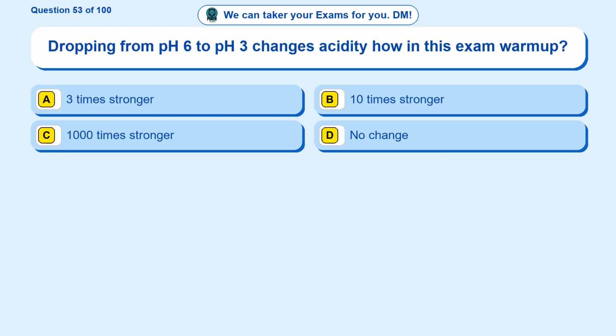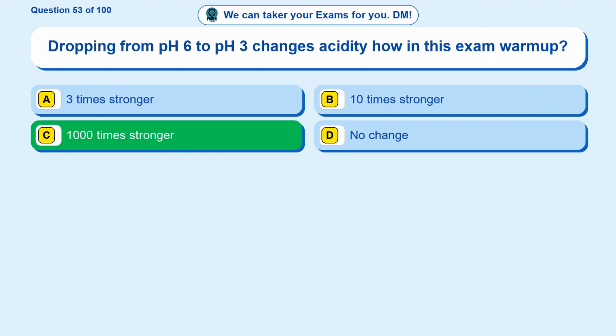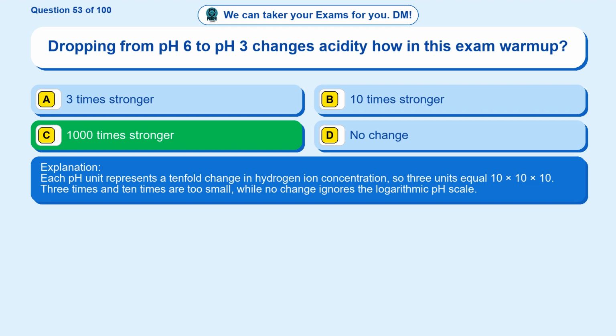Question 53. Dropping from pH 6 to pH 3 changes acidity how in this exam warm-up? Option A 3 times stronger. Option B 10 times stronger. Option C 1000 times stronger. Option D. No change. The correct answer is option C. 1000 times stronger. Each pH unit represents a tenfold change in hydrogen ion concentration, so 3 units equal 10 times 10 times 10. 3 times and 10 times are too small, while no change ignores the logarithmic pH scale.